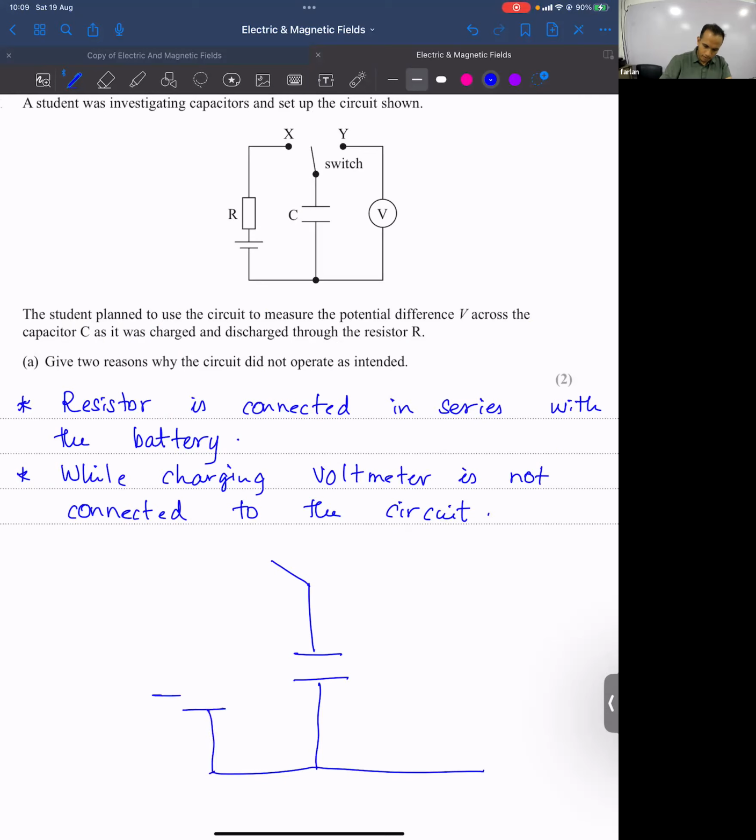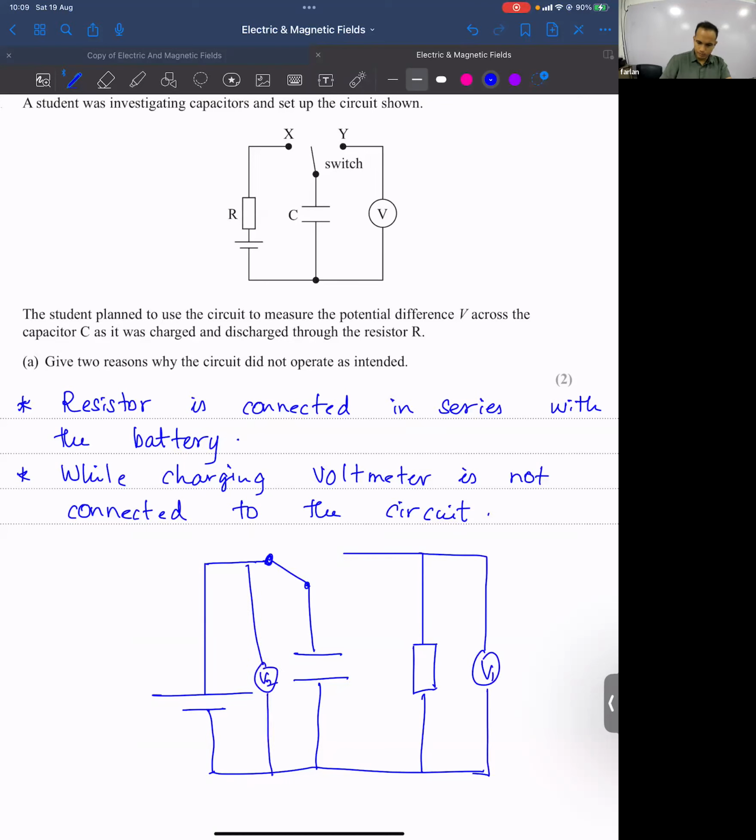We have a battery here. Okay. And he should have definitely put the other resistor here. And he could have had a voltmeter to measure the voltage here, V1, and another voltmeter, maybe here, V2. This is using 2 voltmeters.